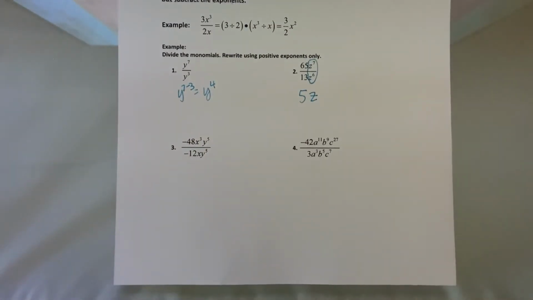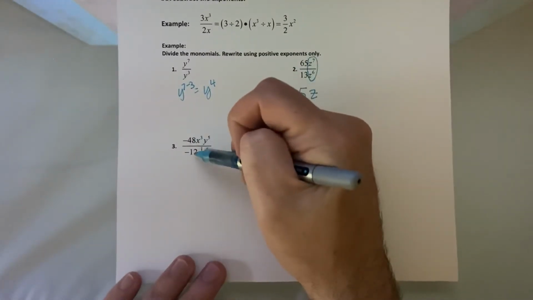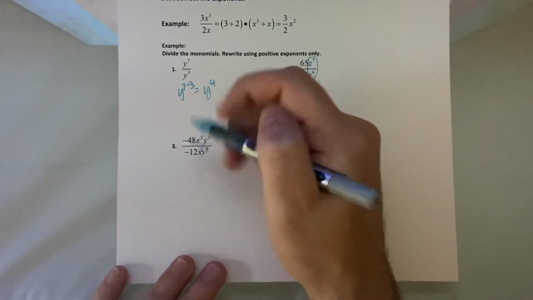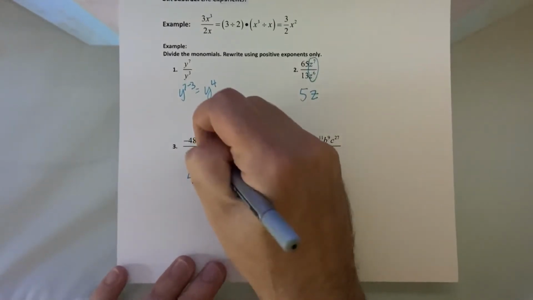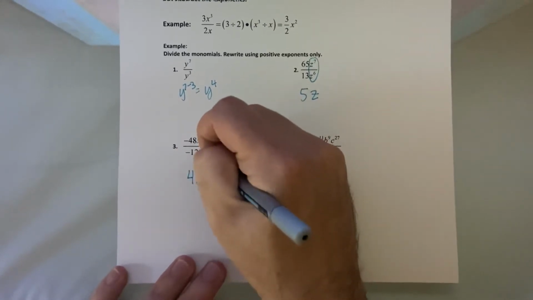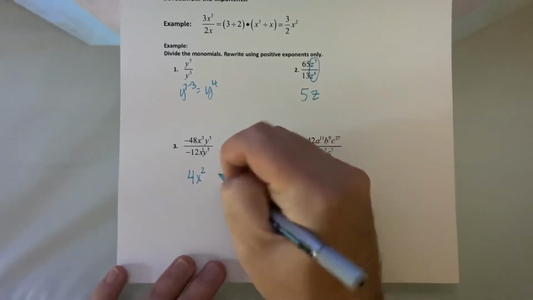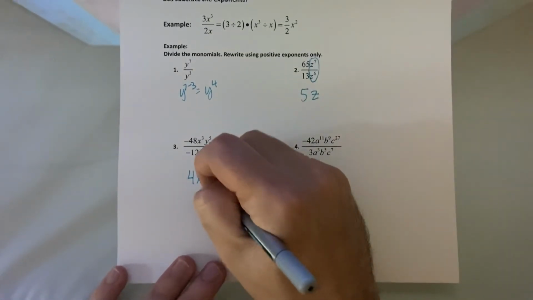Negative 48x cubed y to the 5th divided by negative 12x to the 1st y to the 5th. Negative divided by negative is positive. 48 divided by 12 is 4. X cubed divided by x is x squared. Y to the 5th divided by y to the 5th, 5 minus 5 is 0. So this becomes y to the 0th power.